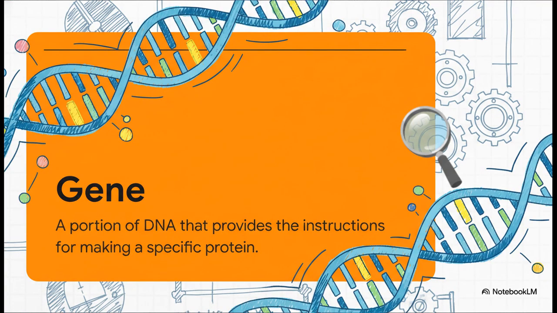So, where do those instructions actually come from? Well, they're stored in your DNA. And a gene is just a specific section of your DNA that basically acts as the instruction manual, or the code, for building one single protein. It's the master blueprint for that one specific job.